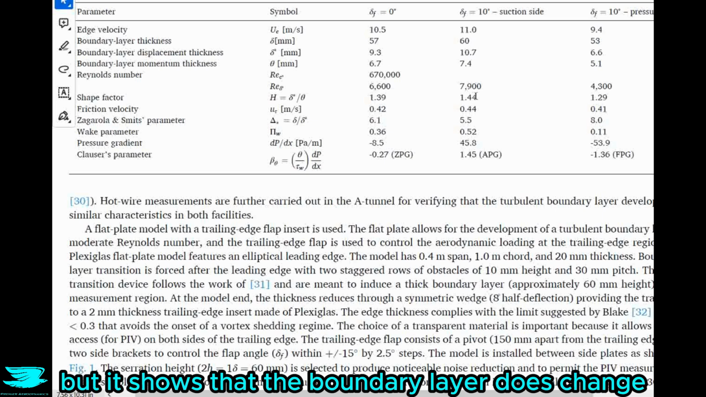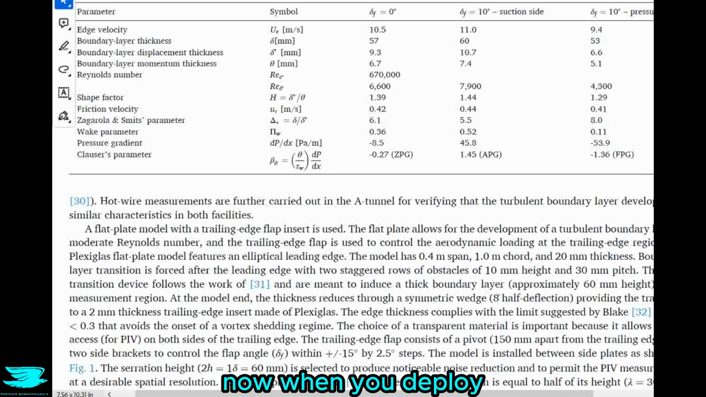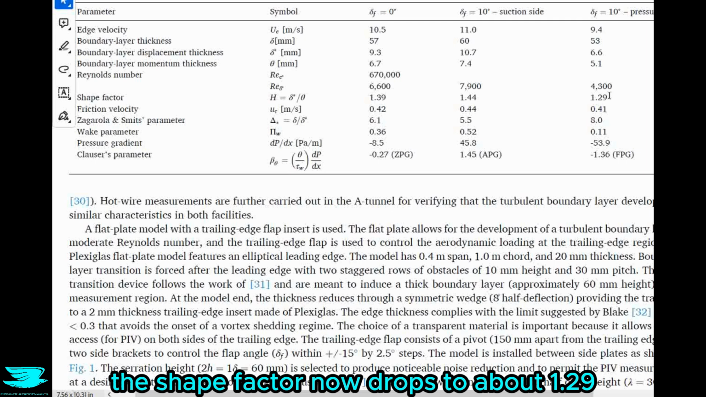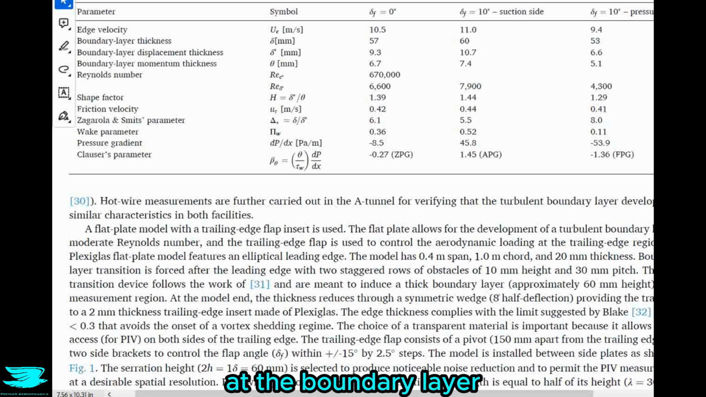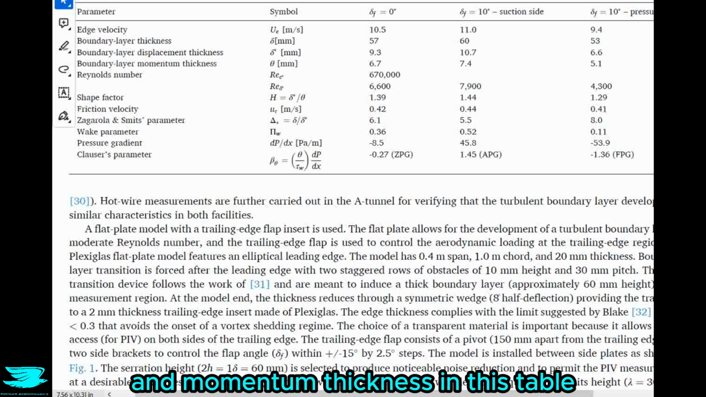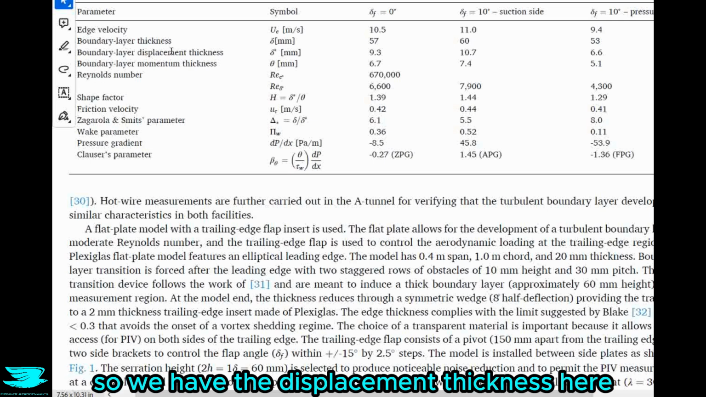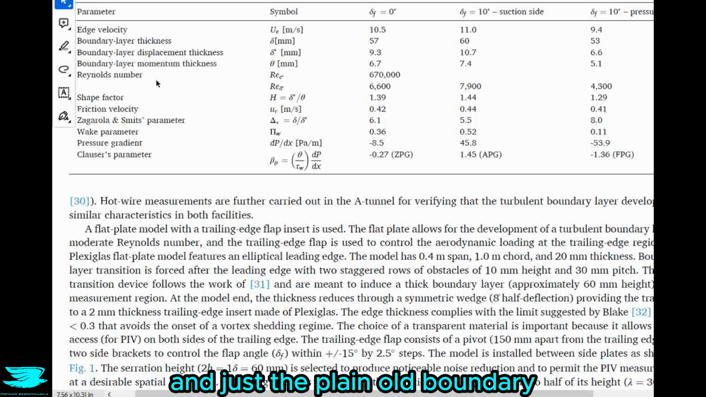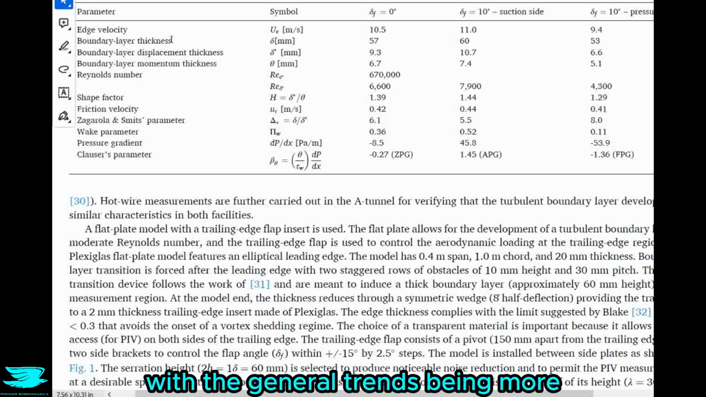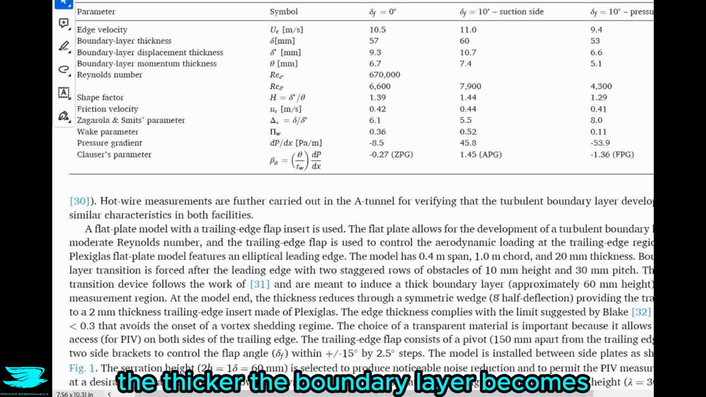It isn't that big, but it shows that the boundary layer does change when you deploy the flap up or down. Now, when you deploy the flap down by 10 degrees, the shape factor drops to about 1.29. This again shows just how sensitive the boundary layer is to the flap angle. Looking at the boundary layer displacement thickness and momentum thickness in this table, we see that likewise, the flap angle affects these quantities. We have the displacement thickness here and the momentum thickness here. And just the plain old boundary layer thickness is also affected up here, with the general trend being that the more the flap is deflected upwards, the thicker the boundary layer becomes.